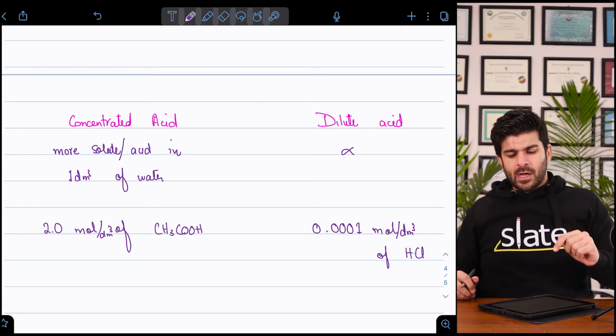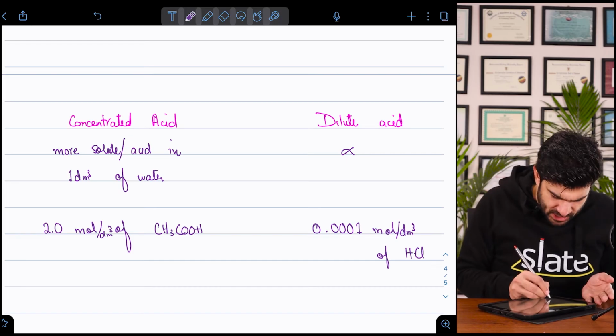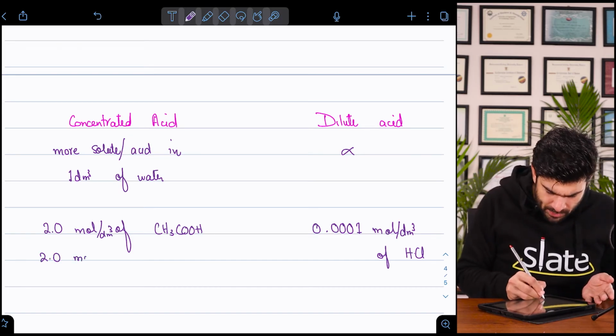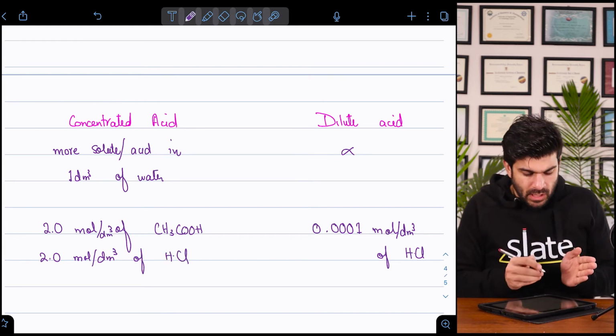Now look at this. I have diluted HCl quite a lot. I can use HCl this way as well. There is no harm in doing that. So you see the numbers. The numbers tell you a lot.